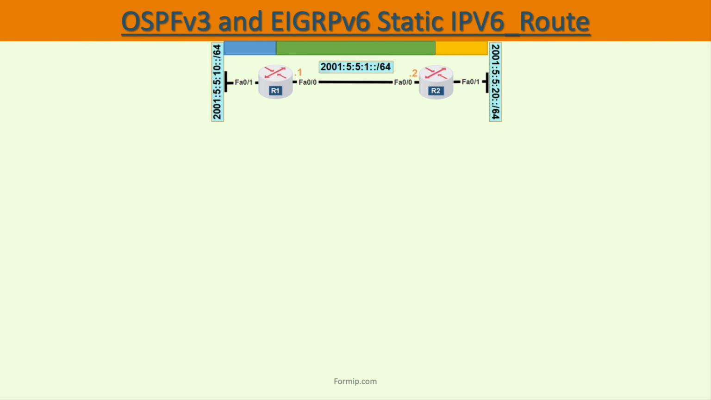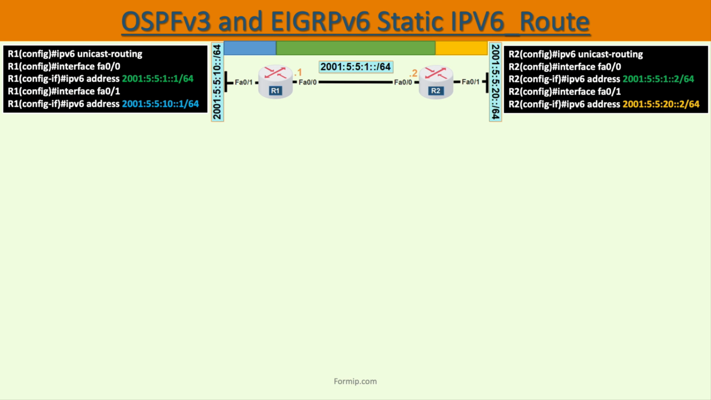Our router 1 has two interfaces with a global unicast address. By default, it does not take IPv6 into account. That's why you have to activate it with the ipv6 unicast-routing command. And the interfaces are assigned IPv6 addresses with the command ipv6 address.